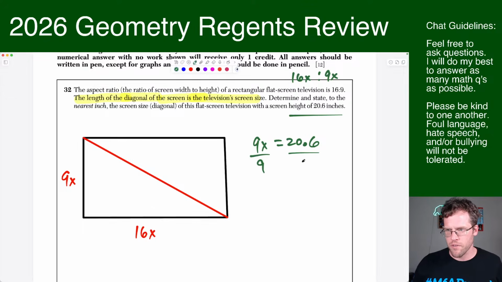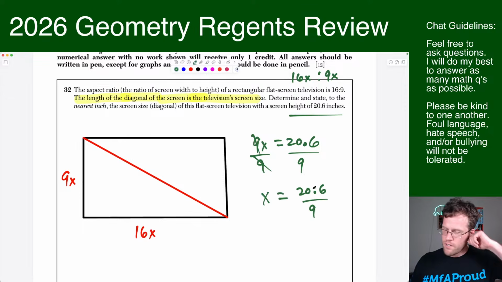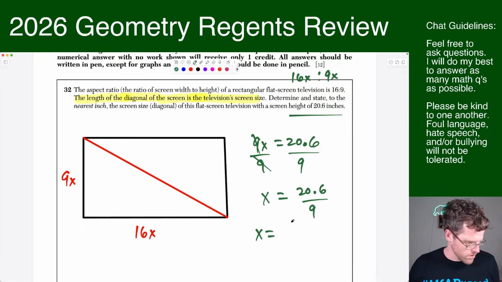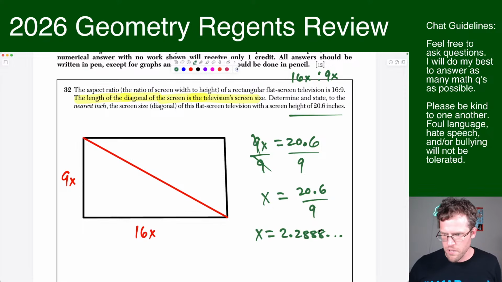But when I want to solve for the x, I just divide both sides by 9 and I get 20.6 over 9. And then just type that in a calculator. I think you're okay. Like that's not something crazy, nothing super technical. So this would tell you x equals 2.2888 repeating. This 8 just repeats.